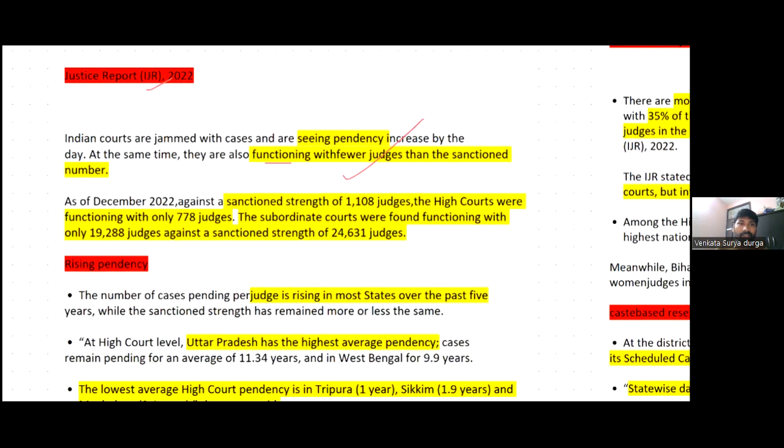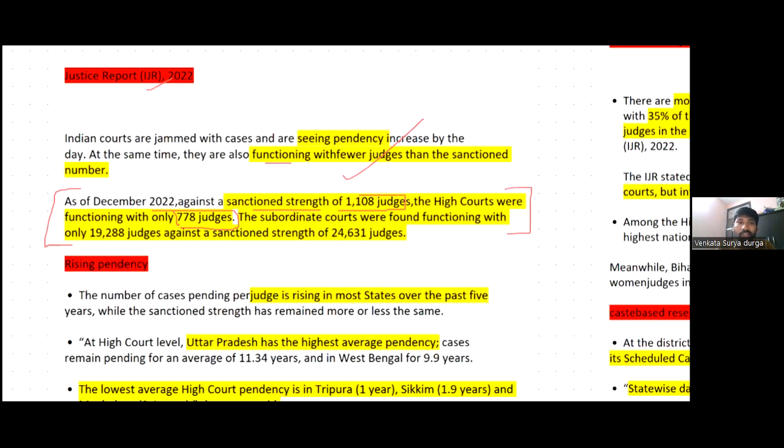Here are some interesting statistics on the sanctioned judges' strength and the actual number of judges in both subordinate courts and high courts. In December 2022, the sanctioned strength of judges in high courts is 1108, but they are functioning with only 778. So not all the sanctioned judges are appointed in high courts, and this reduces the efficiency or disposal capacity of high courts, right?